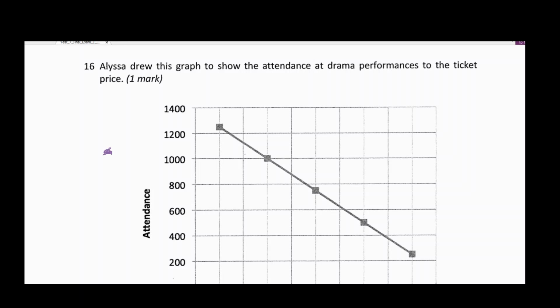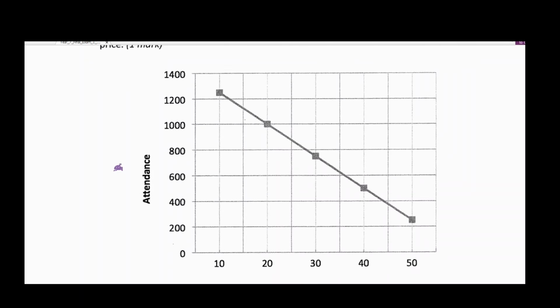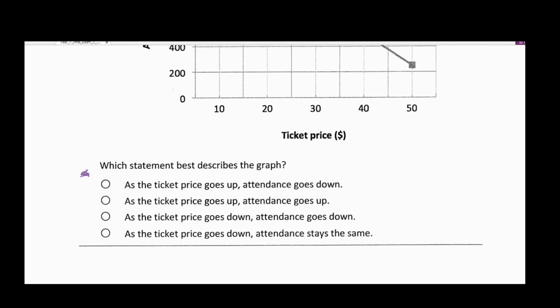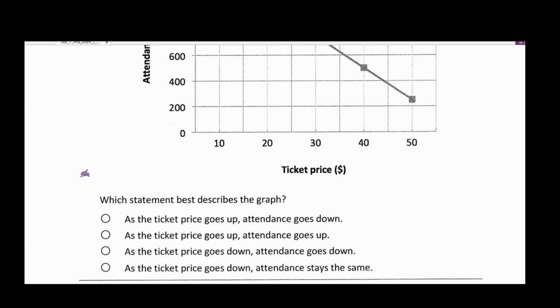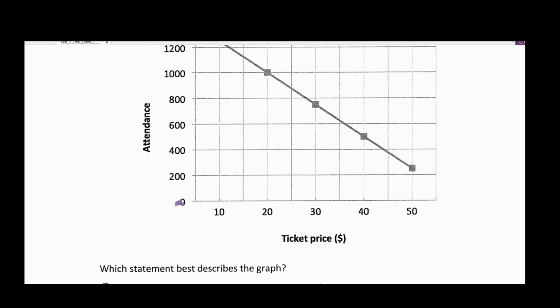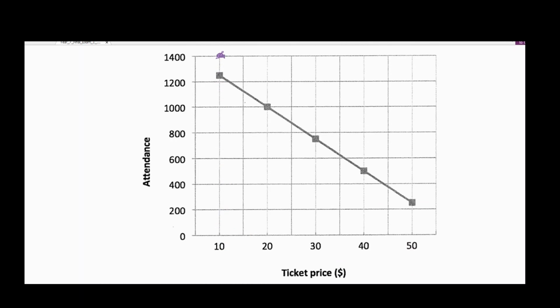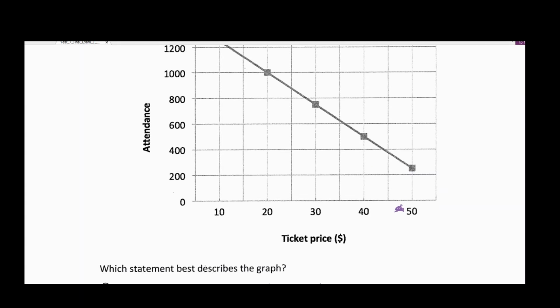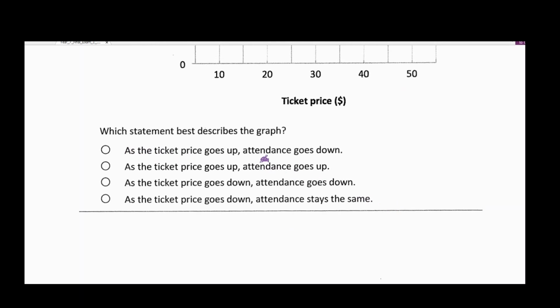Alice drew this graph to show attendance at a drama performance to ticket price. Which statement best describes the graph? As ticket prices go up, attendance goes down. So let's have that. Ticket prices go up. So the ticket price here, it's 10 and attendance is up. 20, it's not as high. 30, it's not as high. 40, not as high. 50, not as high. As ticket price goes up, attendance goes down.